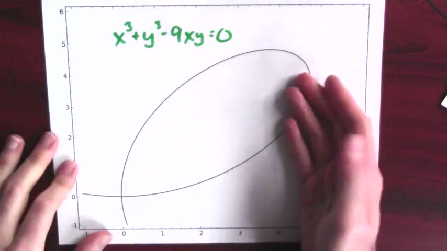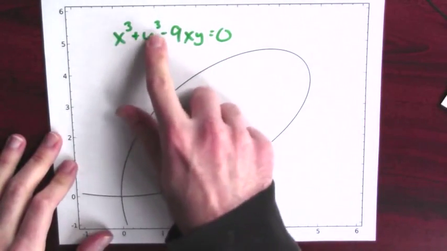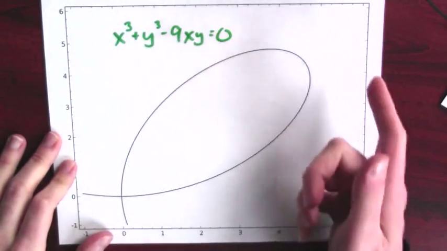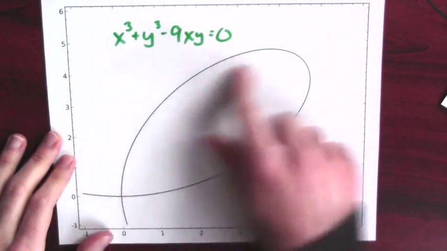So where's the leaf? Well, here's the leaf. I've plotted the points in the plane that satisfy x cubed plus y cubed minus 9xy equals 0. And this is the curve that I get, and you can see it looks kind of like a leaf. This is not the graph of a function.